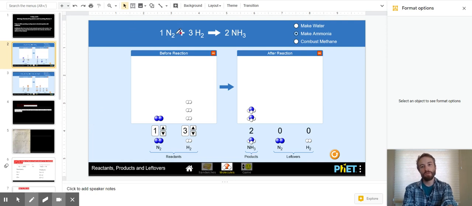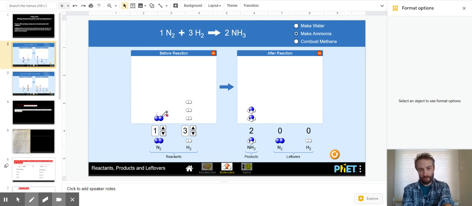So if there's 2 atoms of nitrogen, the subscript is telling us that, and the coefficient is telling us how many of that nitrogen gas molecule there are. So in this case, there's only 1. And as I mentioned yesterday, we don't normally write a 1 in front of a molecule as a coefficient, but this simulation does. And then, so 1 nitrogen gas molecule reacts with 3 hydrogen gas molecules to yield 2 ammonia molecules. And then let's look at this visually here.